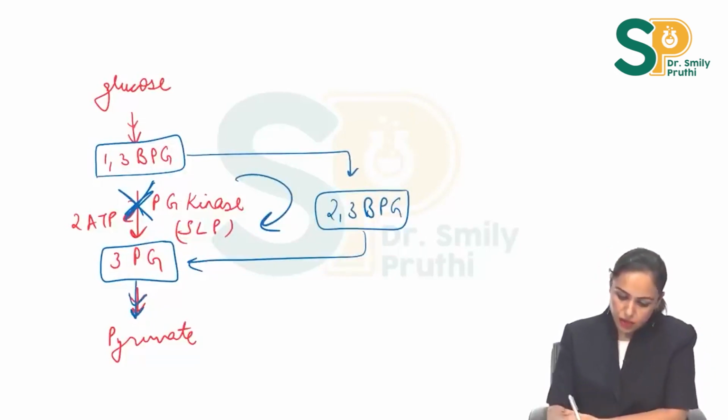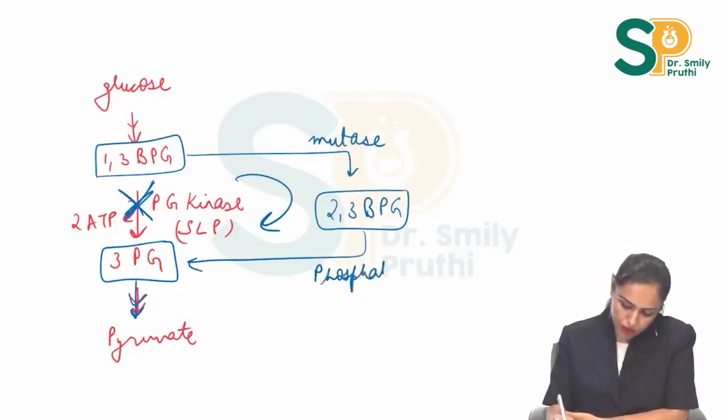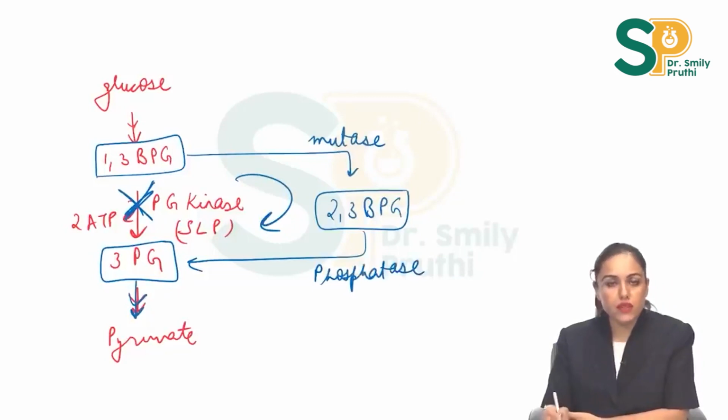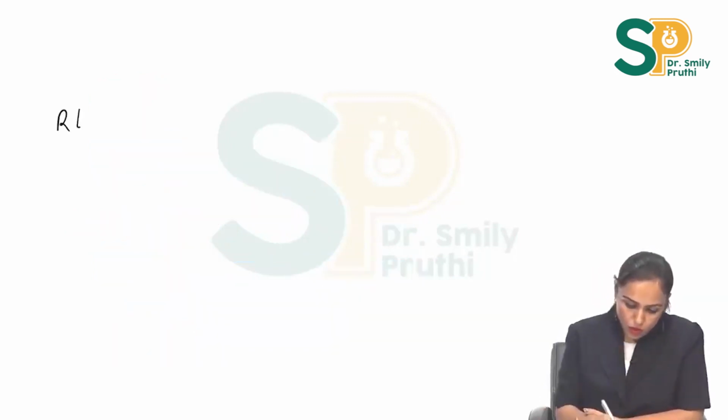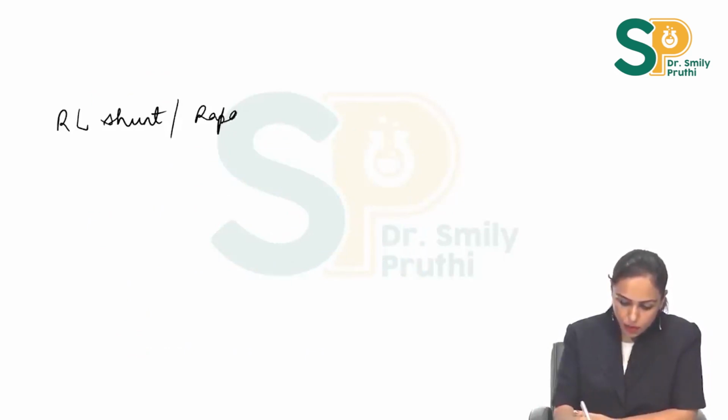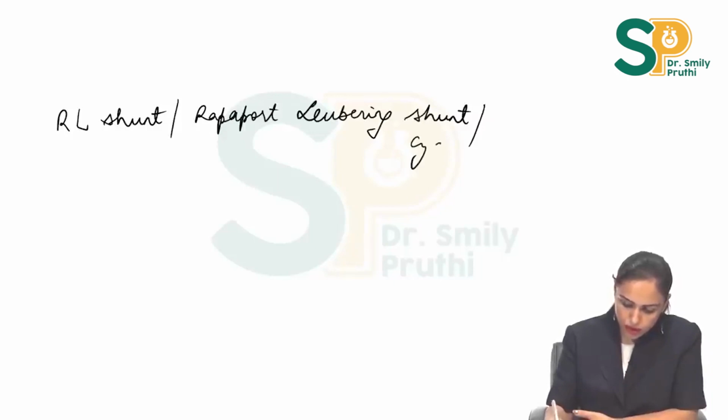Let's see the enzymes here. When 1,3 is converted to 2,3-bisphosphoglycerate, there is intramolecular transfer or shifting occurring. This enzyme is mutase. When 2,3-bisphosphoglycerate gets converted to 3-phosphoglycerate, there is removal of phosphate. You know, the enzyme for removal is phosphatase, right? So, RL shunt, that is Rappaport-Lubering shunt or cycle. This occurs only in RBCs.